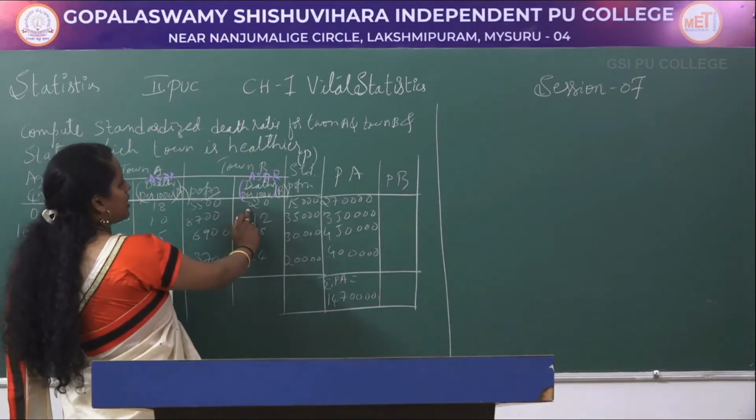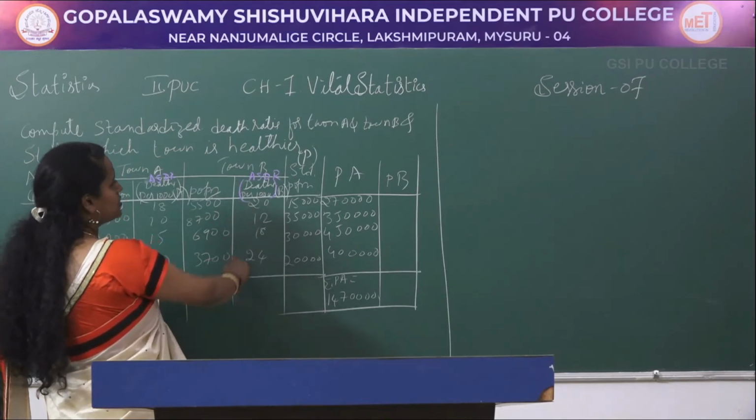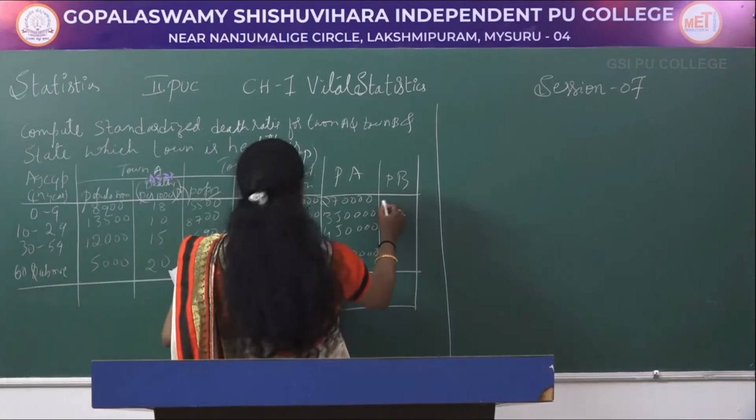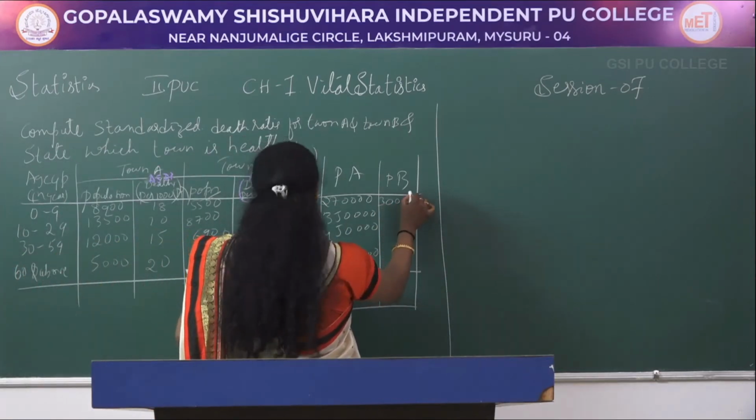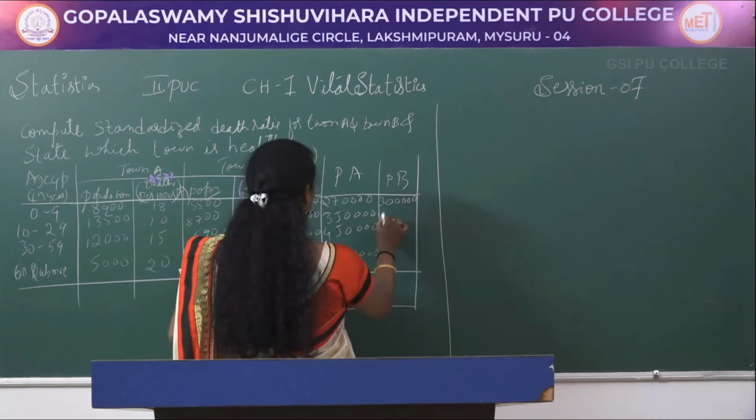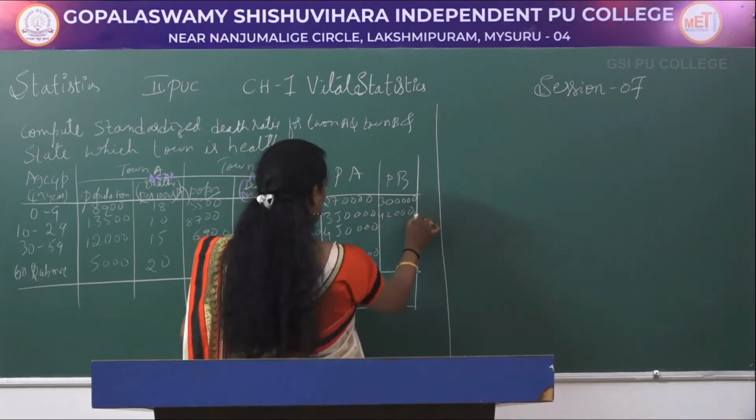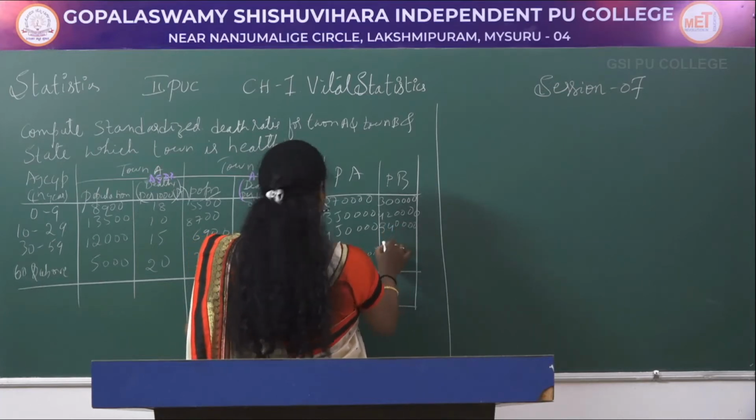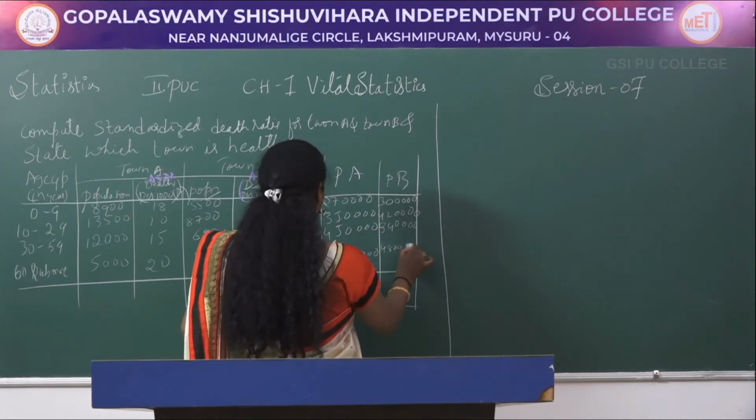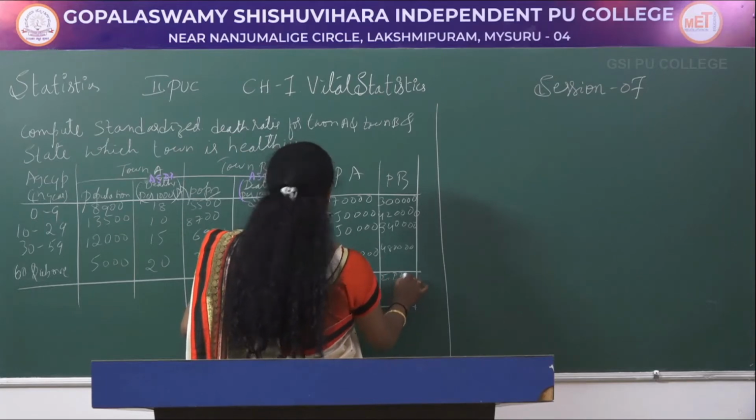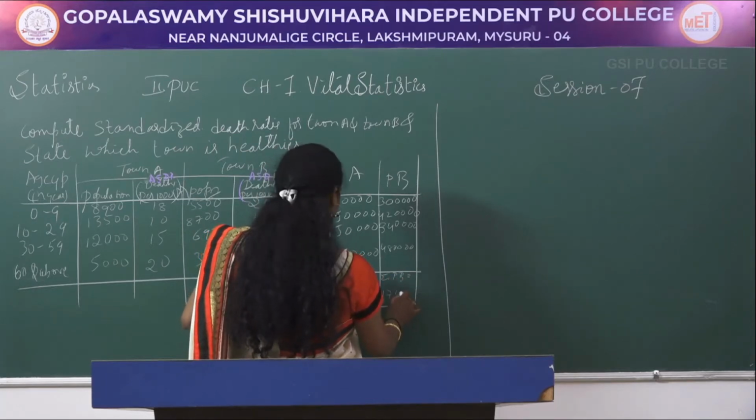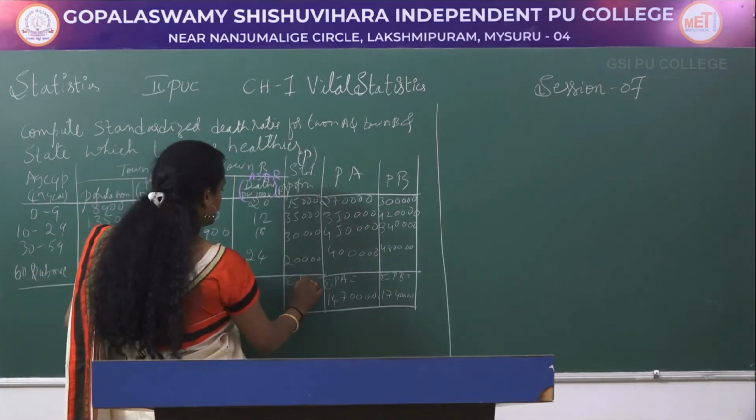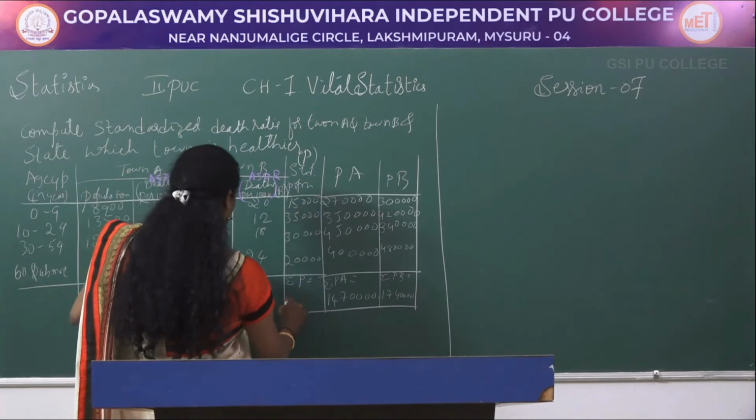Similarly, we have to take the product of P into B. B is death per thousand for town B. These are B values. Multiply this with P and you will get P into B. Take the summation of PB also. It is 1740000, and we have to take the population total, capital P summation, which is 1 lakh.